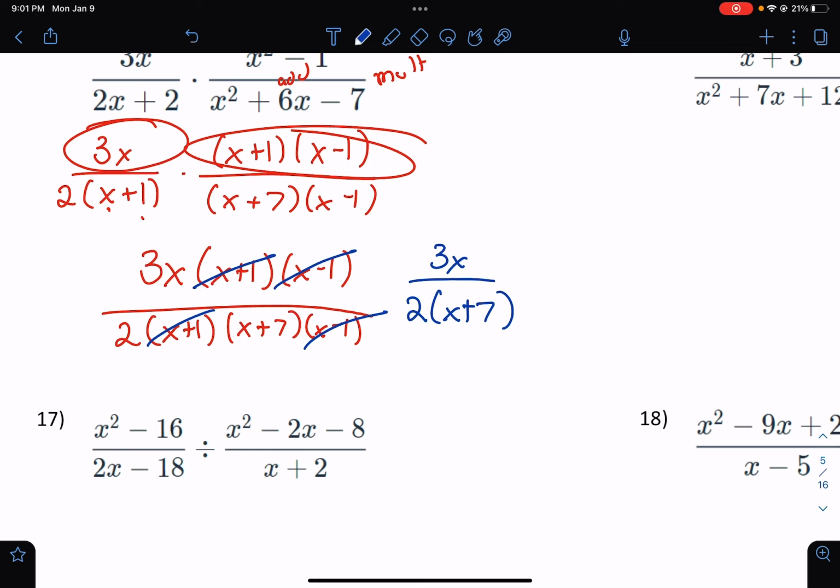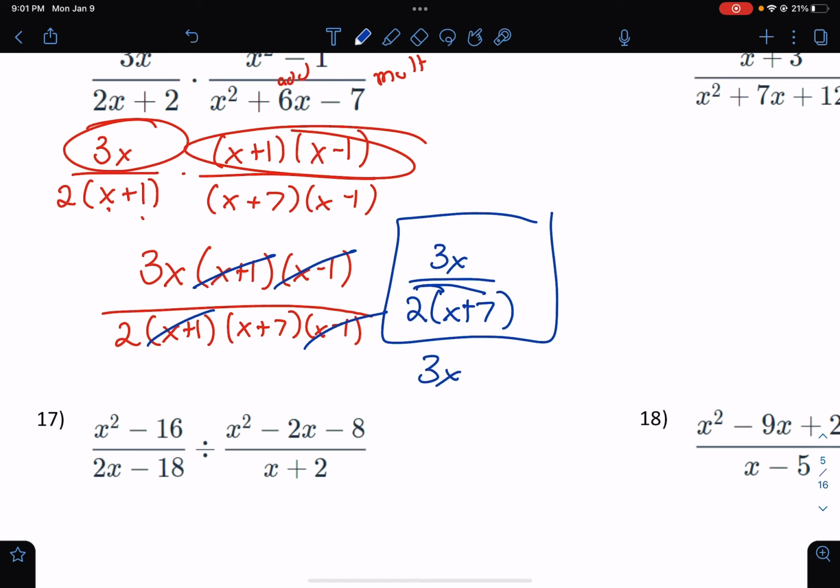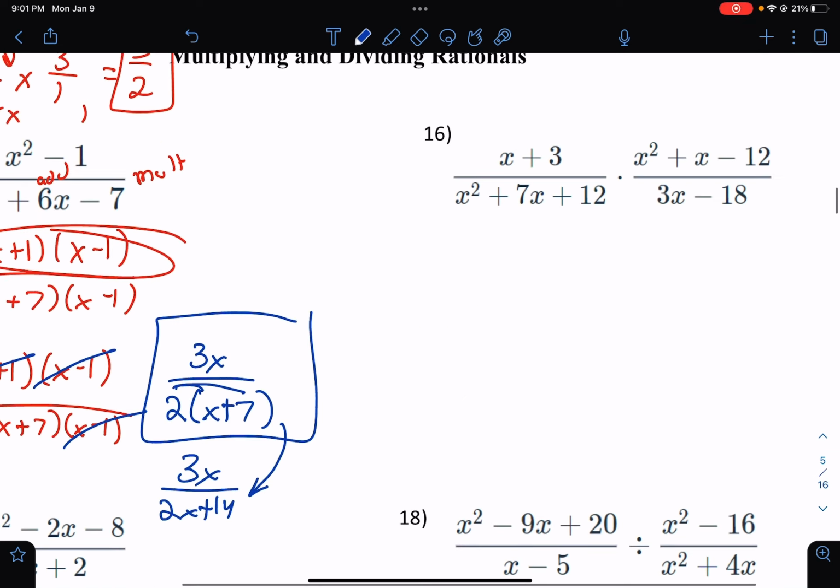All right. This is an acceptable answer. Let's say they wanted you to simplify that further, you could distribute, and you would get 3x all over 2x plus 14. These are both acceptable answers. When you take standardized tests like the SAT, you should be able to identify that these are equivalent, and they might give you either as your solution.